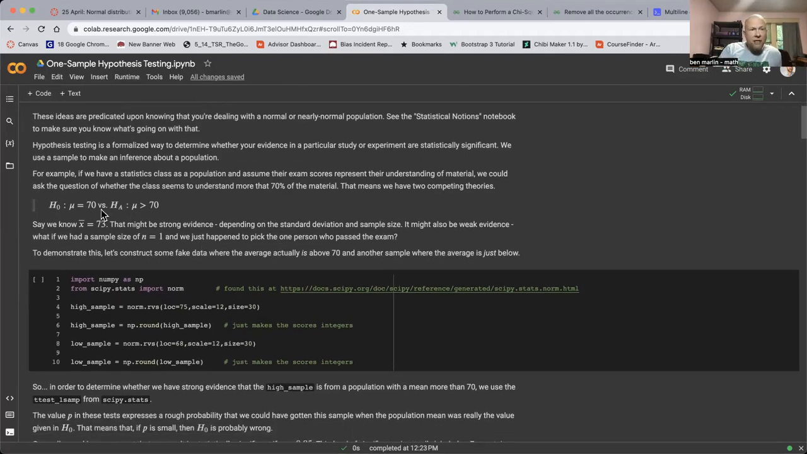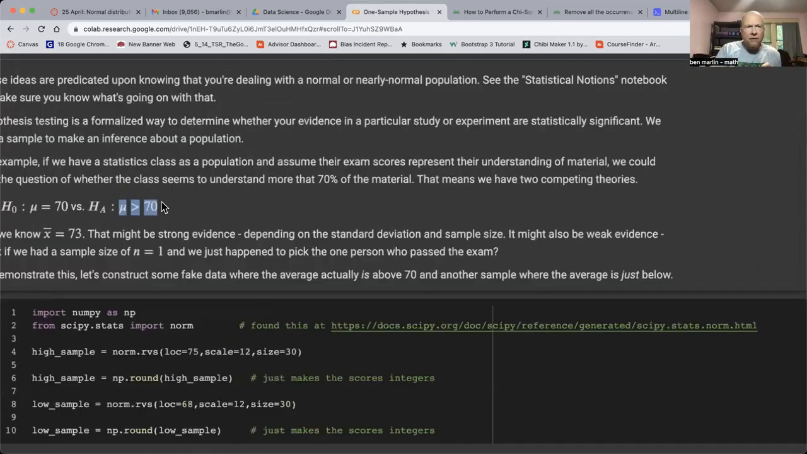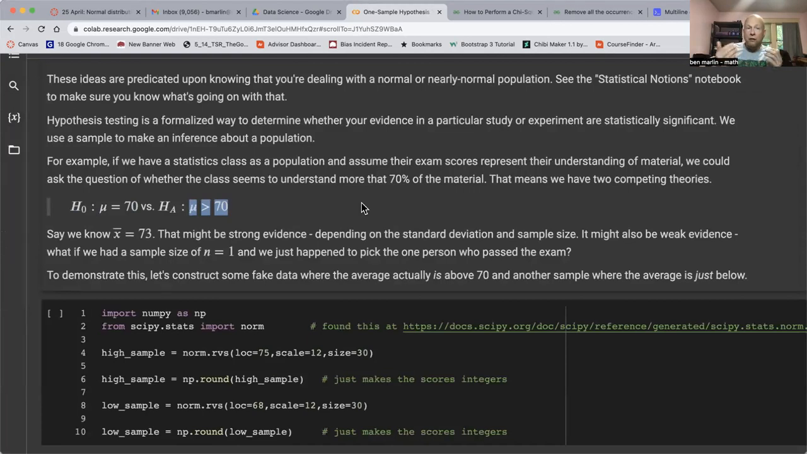Now, to explain a little bit, we are always thinking about these hypotheses. Hypotheses are statements of facts about what's going on, and we are treating them as though they're math hypotheses. So here, for instance, we have the null hypothesis that mu, the average student score, is 70. That's the null hypothesis, and we want to disprove that in favor of the alternate hypothesis of mu being greater than 70.